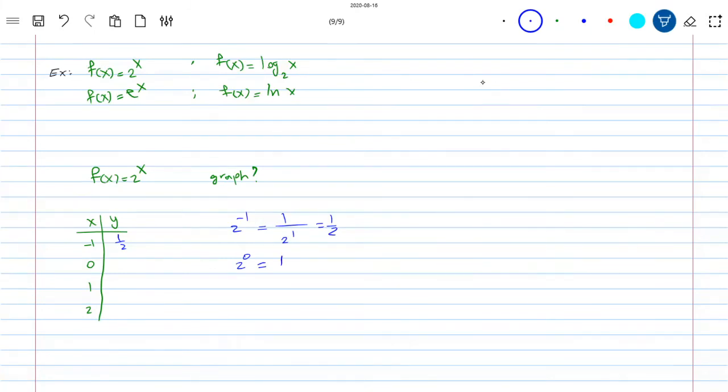x to the power 0 equals 1 as long as x is not 0. So this is 1, 2 to the power 1 is 2, 2 to the power 2 would be 4, and so on. You can continue. 2 to the power 3 becomes 8. So how does the graph look like?